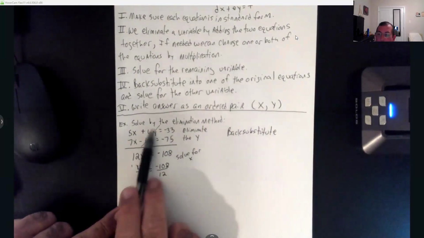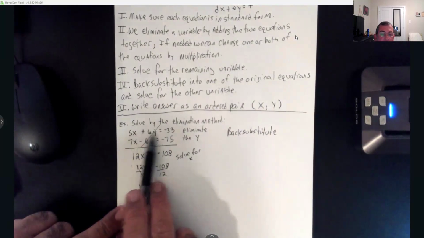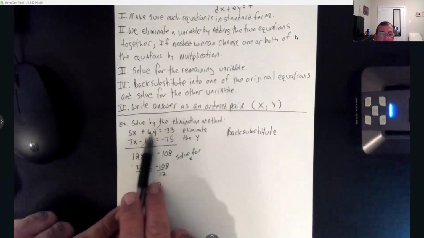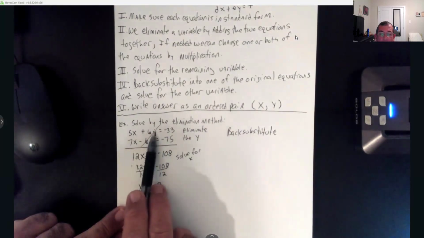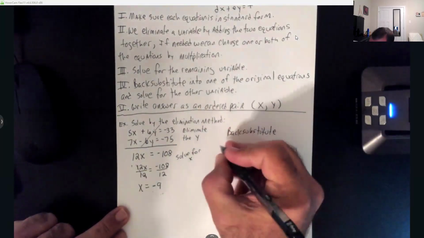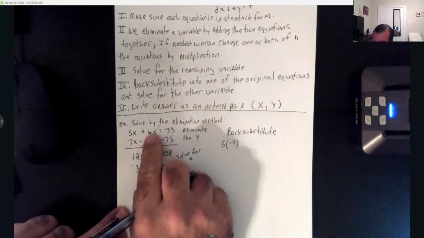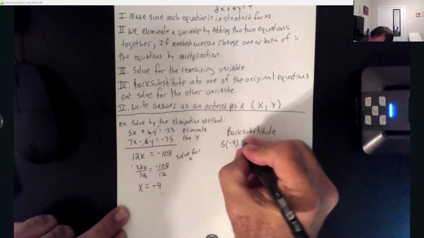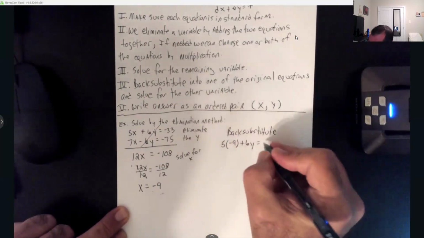And you can pick either one of your original two equations. So to me, I'm going to pick that first one and plug into it. So I'm going to put that negative 9 in for that x and solve it for the y. So that'll give me 5 times negative 9 plus 6y has to equal a negative 33.